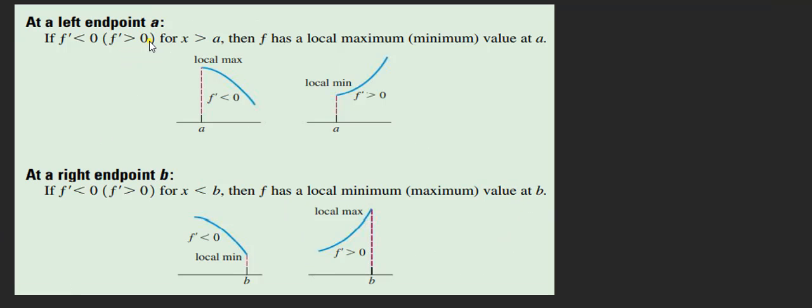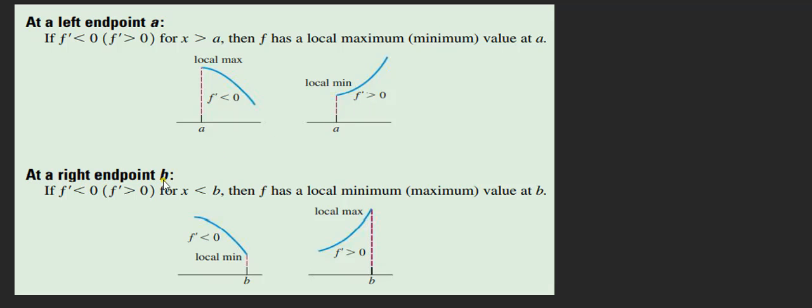Now, what about at the endpoints, a and b? Well, the local maximum occurs at a if f prime is negative when x is greater than a. So, for example, if f is decreasing after a, that means there will be a local max at x equals a. And a local min will occur at x equals a if whenever x is greater than a, f prime is positive, which means f is increasing.